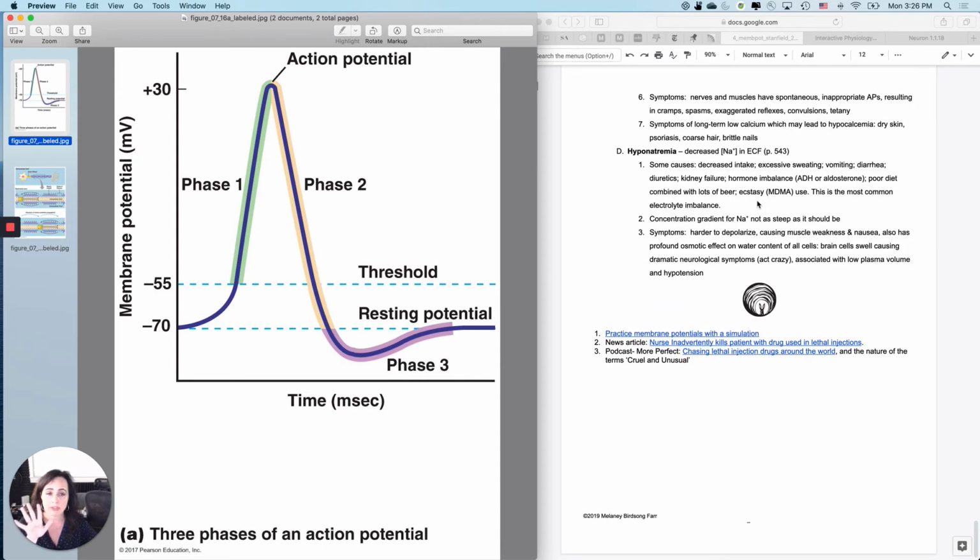Okay, and then the last one is hyponatremia. So low, hypo, Na, sodium, in the extracellular fluid. So what's happening here? Causes of this: decreased intake, not generally a problem with most of our diets. Excessive loss of fluids, sweating, vomiting, diarrhea, diuretics. Kidney failure. Kidneys regulate your ion composition. There are some hormones that are involved in your salt and water balance. ADH, antidiuretic hormone, and aldosterone are those. Poor diet, especially combined with lots of diuretics. Alcohol is a diuretic. So poor diet combined with lots of beer.